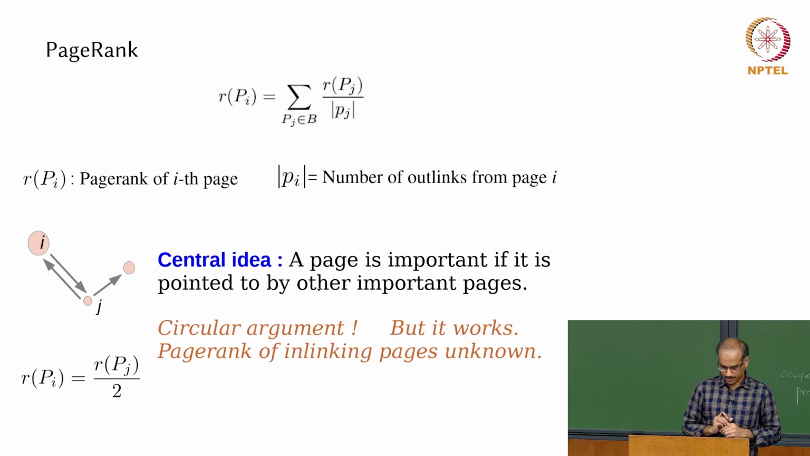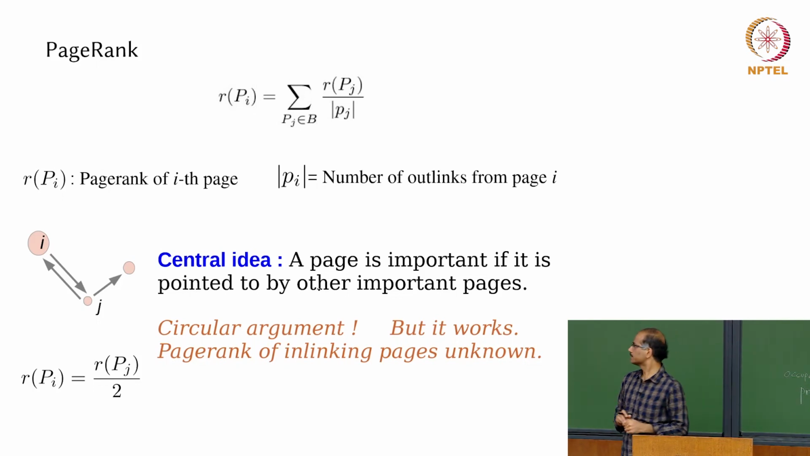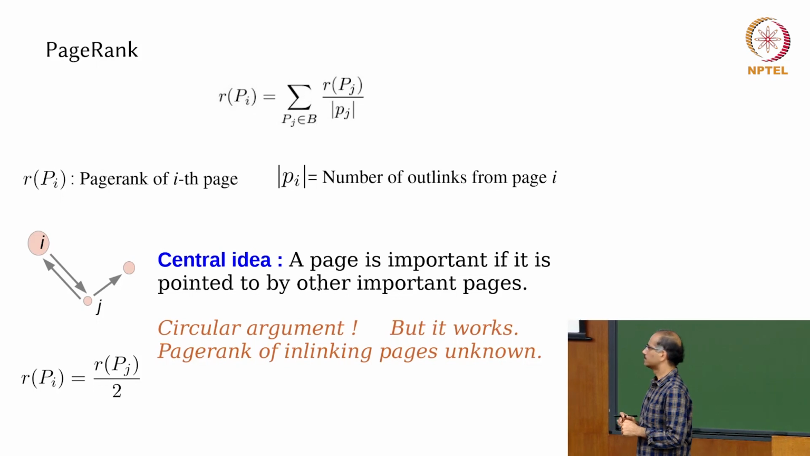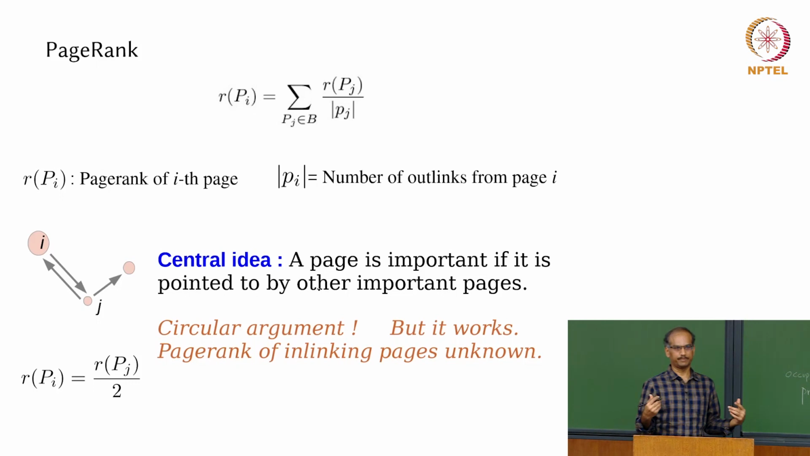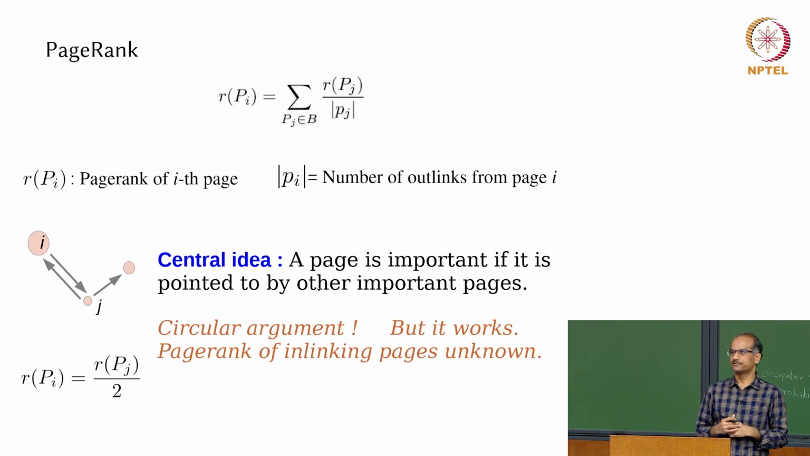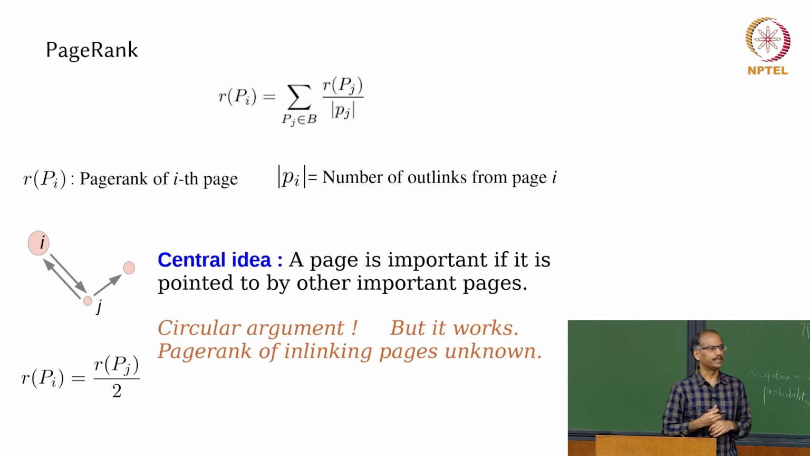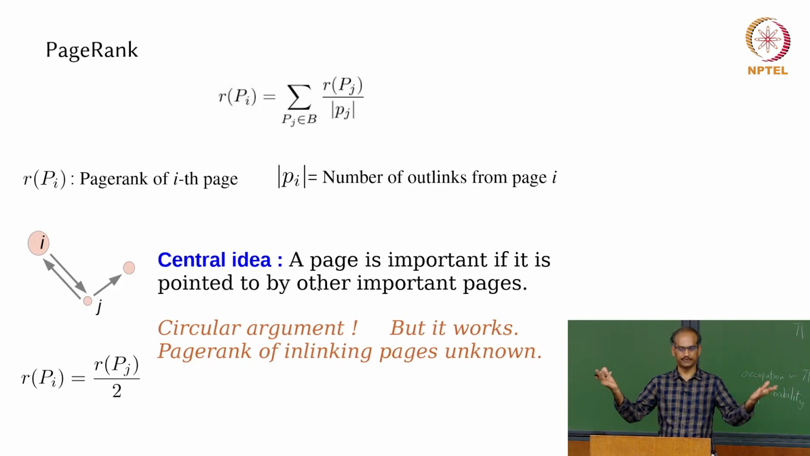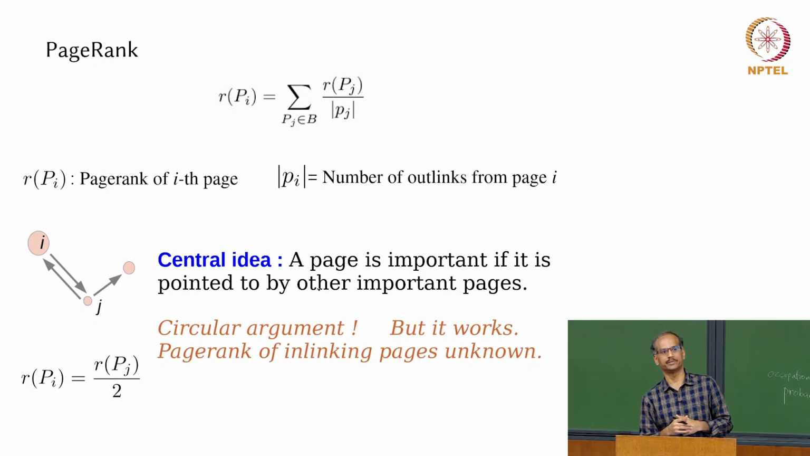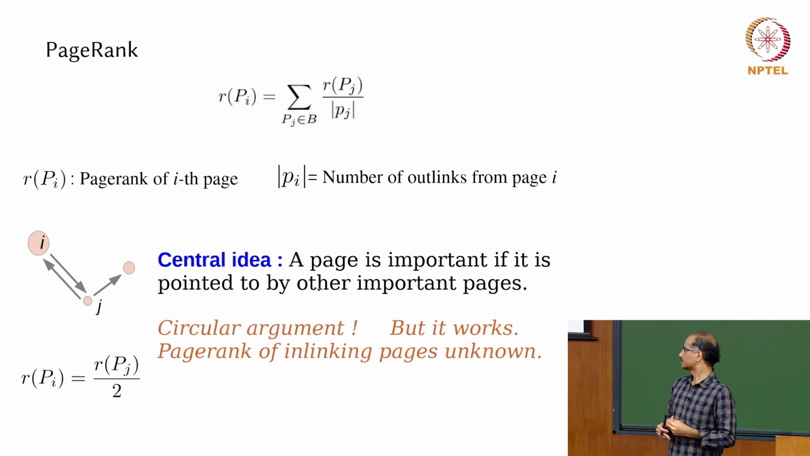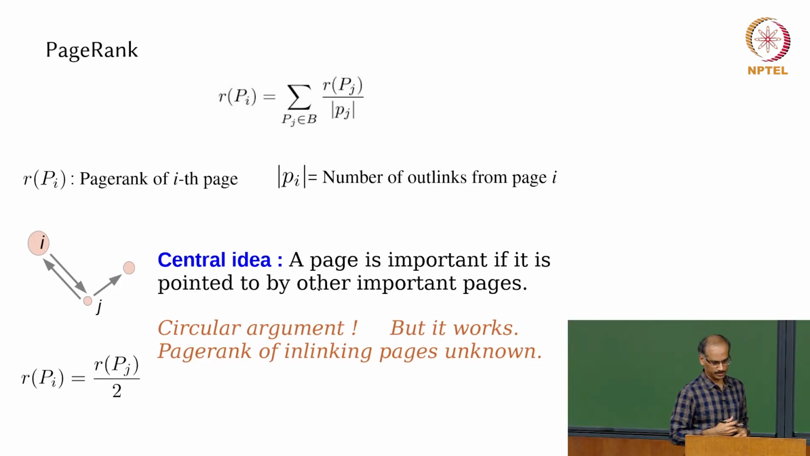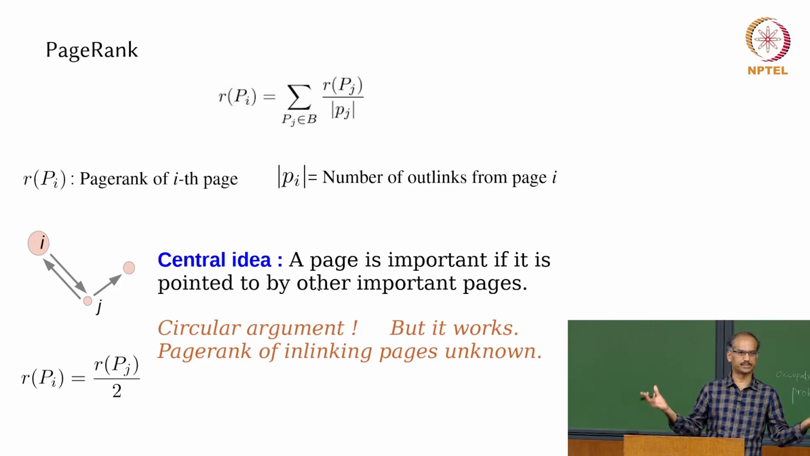The core idea here is that a page is important if it is pointed to by other pages. Meaning that if you maintain a web page and many others are giving a link to it in their web pages, then possibly your web page is somewhat important. But then it is a circular argument, because it's like a chicken and egg problem. You are important because other important people say that you are important.